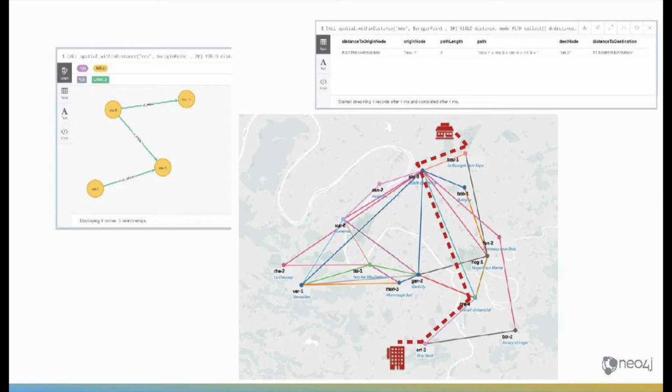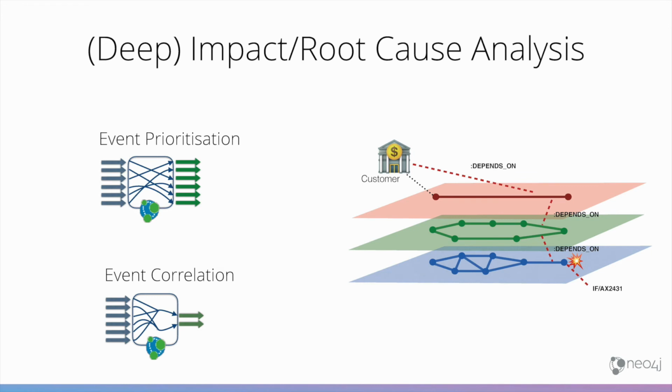So this is the planning side of things, but we can also look at the dependency analysis. And in the dependency analysis area, I'm going to take two examples of 2 types of processes that I'd like to talk about. The first one is event prioritization.